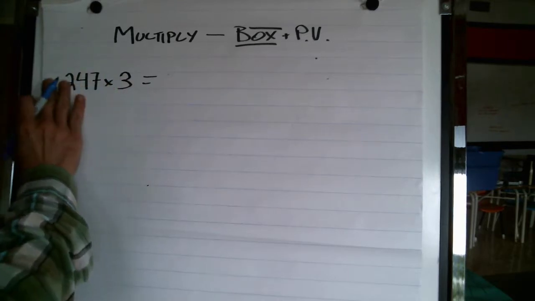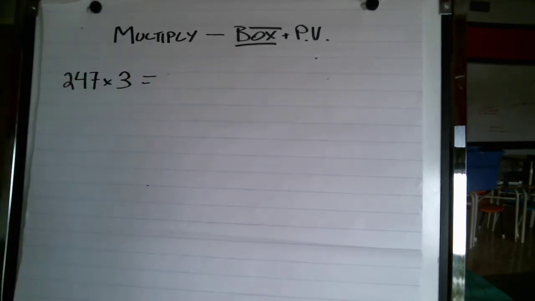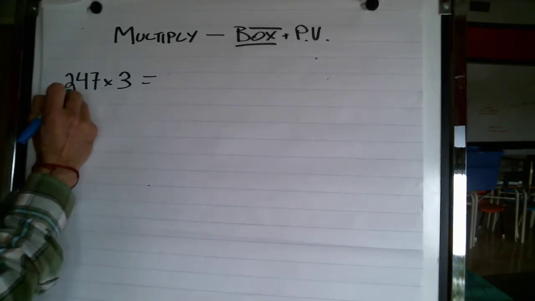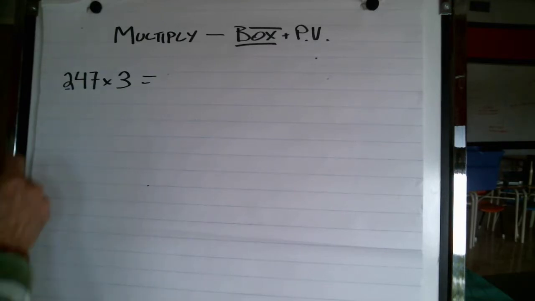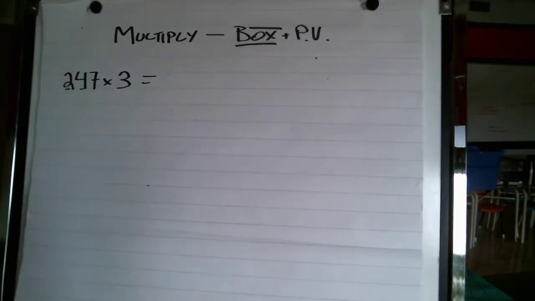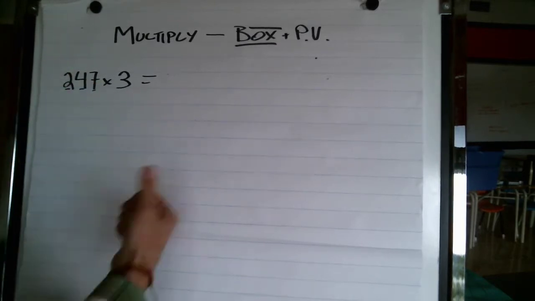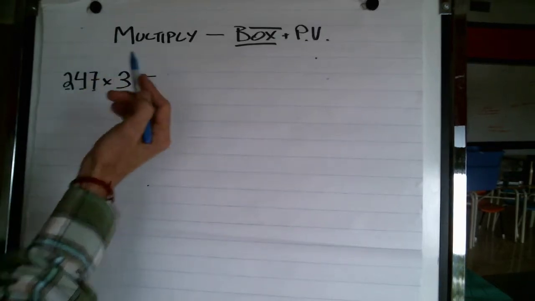So when we have 3-digit or more times 1, I'm going to show this to you because I want you to start to really get into the idea that this 2 is not a 2. That represents 2 groups of 100. This 4 represents 4 groups of 10. And this 7 represents 7 ones. 1, 2, 3, 4, 5, 6, 7. Okay? The 3 is just what it is.